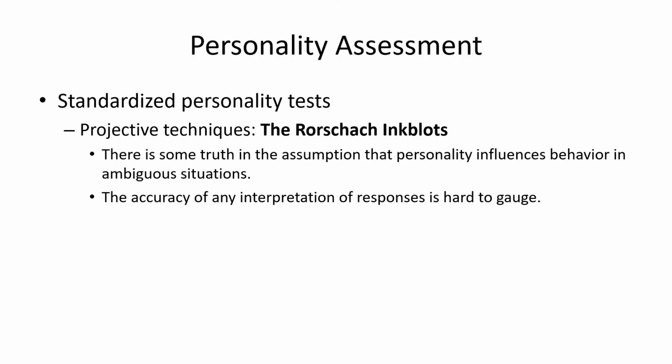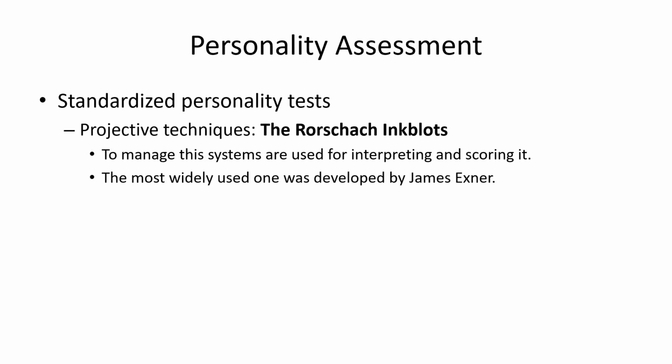It's interesting, and there's a whole lot of evidence that this isn't really the best way to determine personality. We do know there's some truth in the assumption that personality influences behavior in ambiguous situations, right? If you don't know what else to do, you revert to your basic default. But the accuracy of any interpretation of these responses is super hard to gauge, especially some of that picture stuff. So to manage that, James Exner figured out a way to interpret and score it. He gave some points to certain answers to certain techniques.